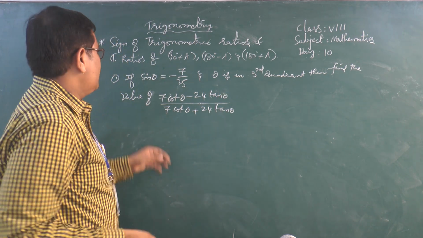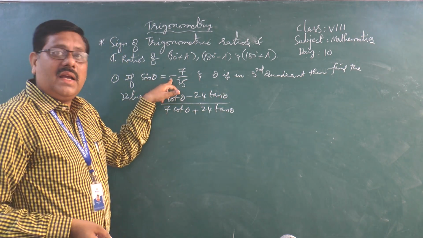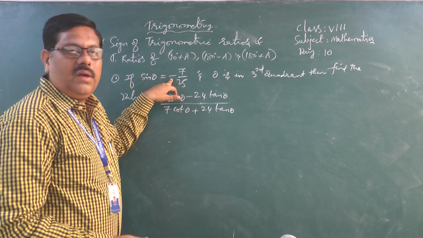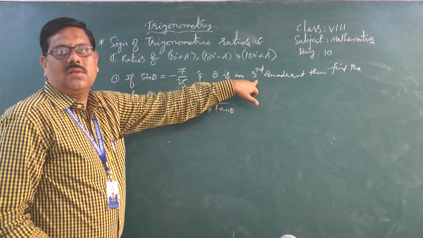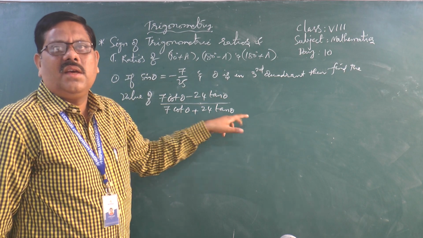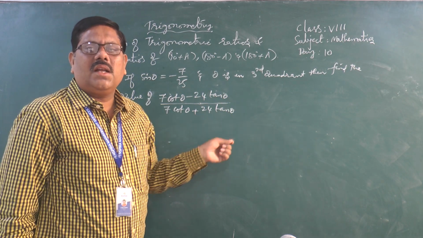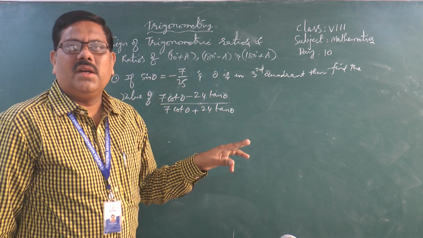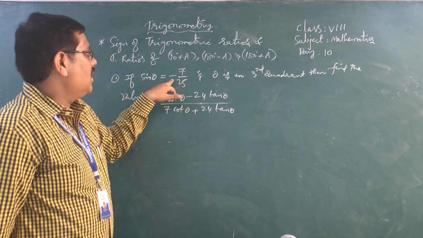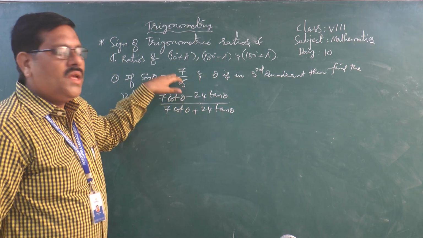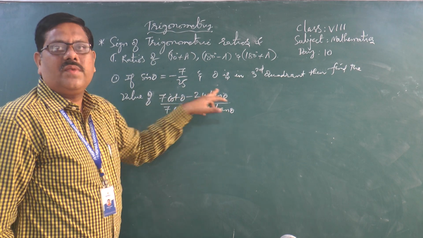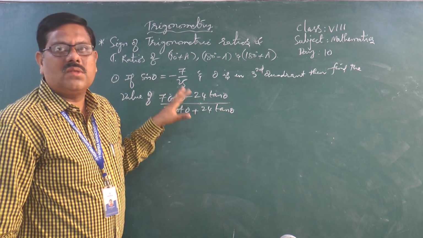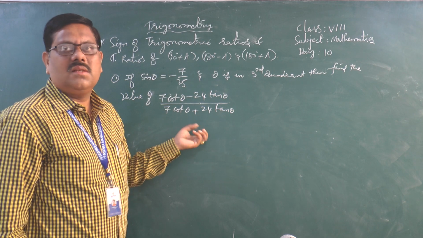Now what is given? Sin theta value is given as minus 7 by 25, and it is specified that theta is in the third quadrant. We have already seen that if theta lies between 180 degrees and 270 degrees, sine is negative, so he is clearly mentioning the minus sign. Now we have to find the values of tan theta and cot theta. Once we know them, we can substitute and get the answer easily.